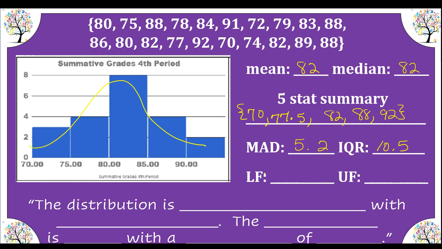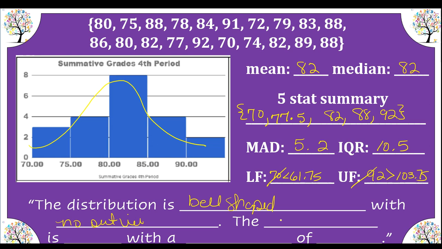So I got 70 is less than 61.75. So we know that that is not an outlier. And on the upper end, I got 92 is greater than 103.75. So there is no outlier. So the distribution is bell-shaped with no outlier.